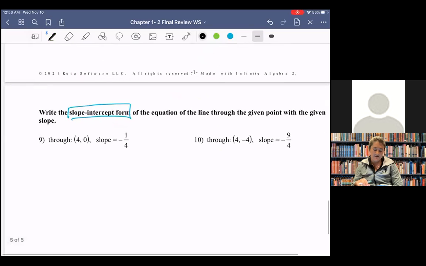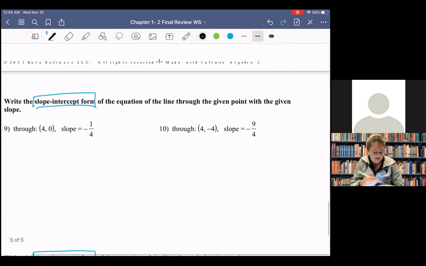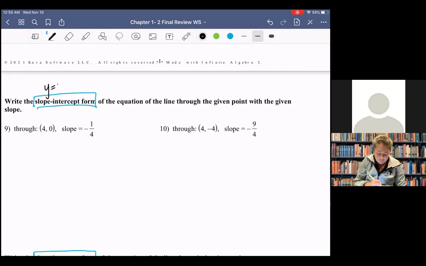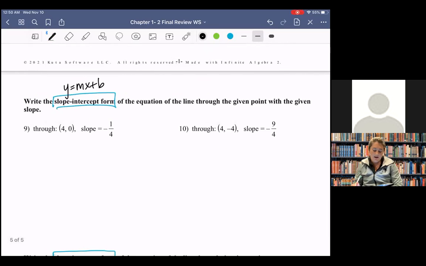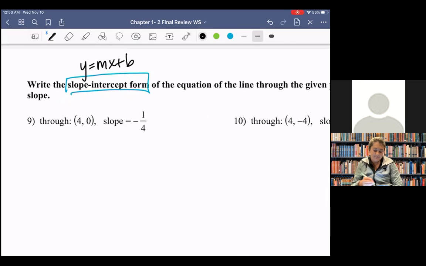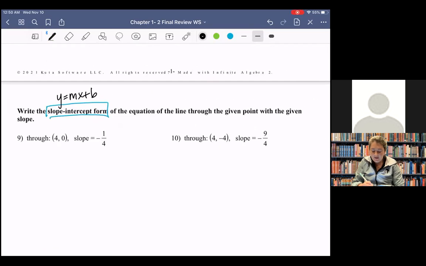On the next page, it says write the slope-intercept form, which is still y equals mx plus b. That has not changed since we flipped the paper over. Of the equation of the line through the given point with the given slope. They told us point slope, so I'm going to use my point slope form to get there. I'm going to go y minus y1 equals m in parentheses x minus x1.